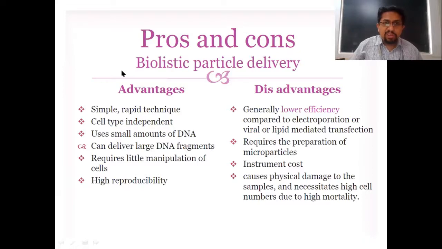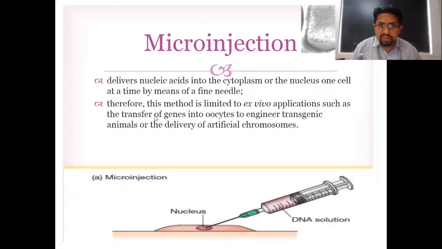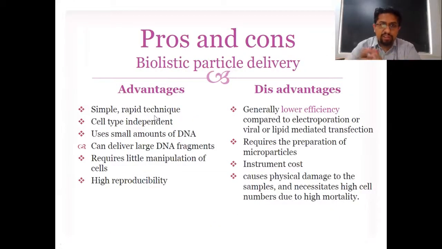So I'll stop the class with the biolistics delivery. Okay, so the advantages of this method: it is a simple and rapid technique. It is cell type independent, doesn't depend on the tissue. It uses a small amount of DNA, yet it can deliver a large quantity of DNA. Each particle is coated with a small amount of DNA, but since you're using many gold particles, you can deliver a large amount of DNA. So the chances of success are quite high.